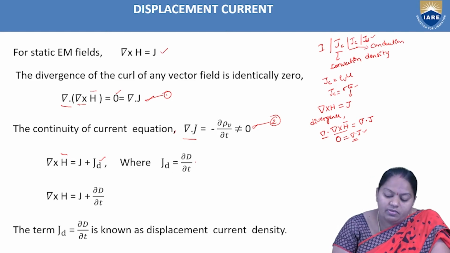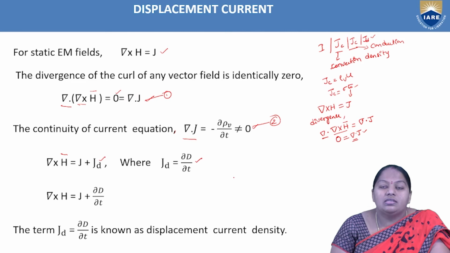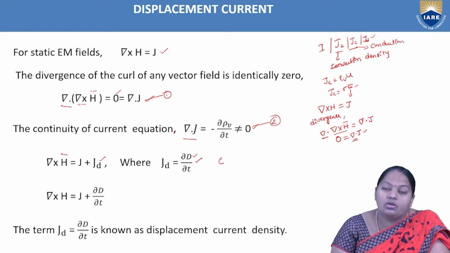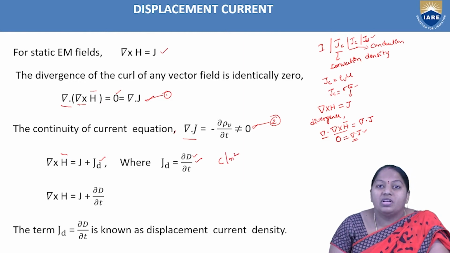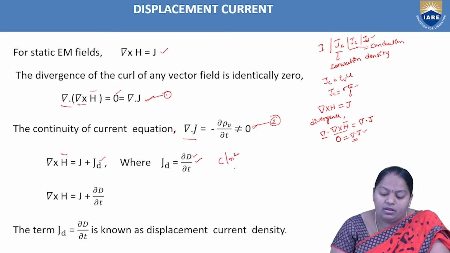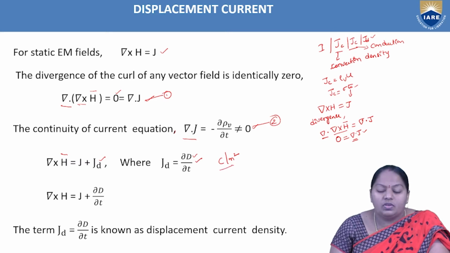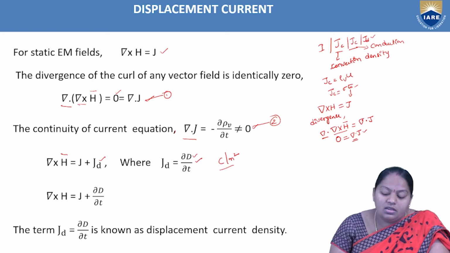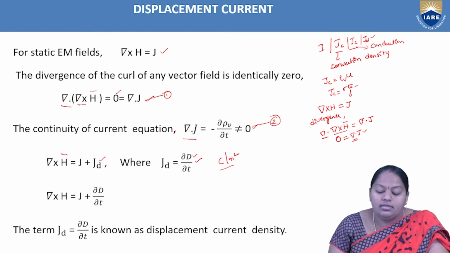Right? Where JD is the displacement current density, meaning it is the rate of change occurring in D, called electric displacement. It is also known as electric flux density. Generally electric flux is measured in coulombs, and this flux density is measured in coulomb per meter square, that is, flux per unit area. Okay. So JD is said to be displacement current density, and mathematically we can write the equation for that as JD equal to dou D by dou t.